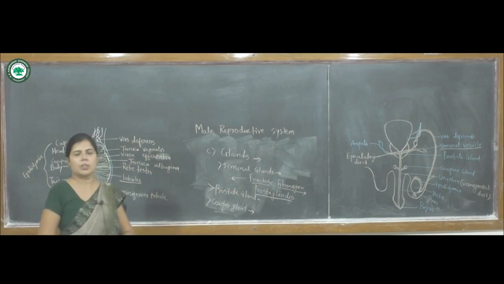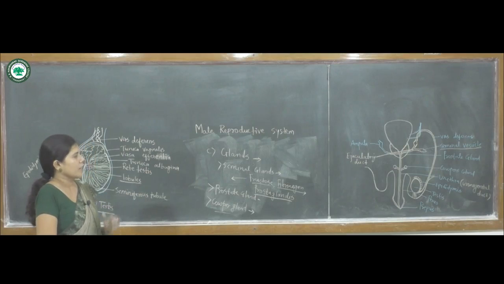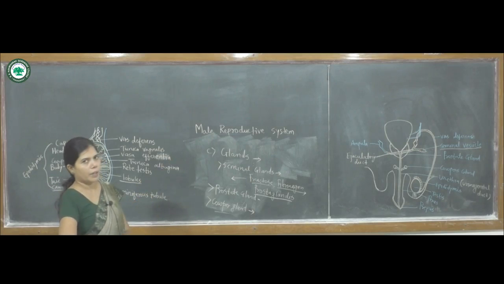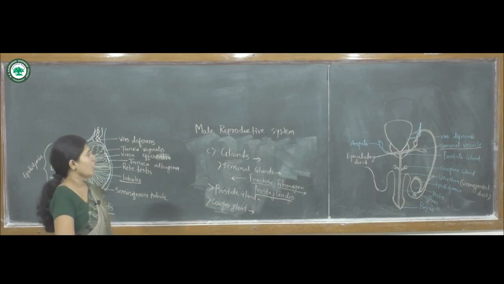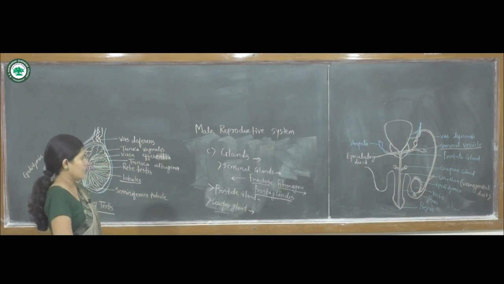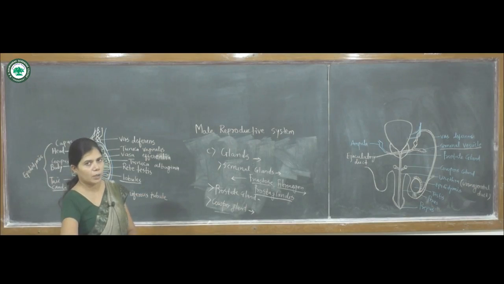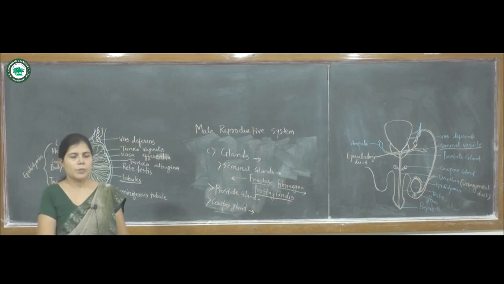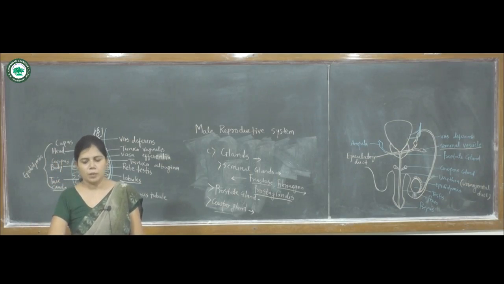Here the male reproductive system is over. What we studied: the TS of the testis, meaning the male gonad. Again, the accessory ducts, and the glands also take part in the human male reproductive system. The glands are the seminal vesicle, second the prostate gland, and third the Cowper's gland. So students, today we studied the human male reproductive system. Okay, thank you.